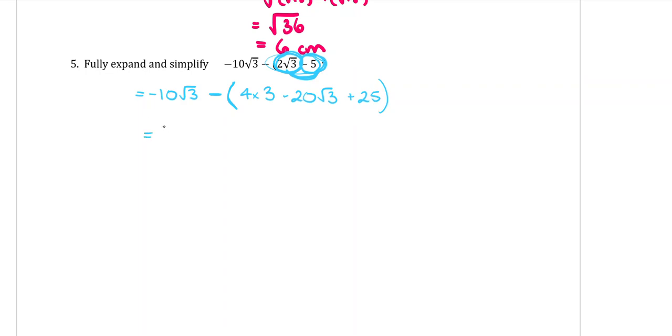Okay, then let's go through again and expand the minus into that bracket. So we have negative 10 root 3. It's going to be minus 12, 4 times 3 is 12. Bringing the minus in here, we get a plus 20 root 3. And then bringing the minus in, we'll get a negative 25. So for like terms, we have a negative 10 root 3 plus 20 root 3. That would be 10 root 3. And minus 12 minus another 25 is negative 37.